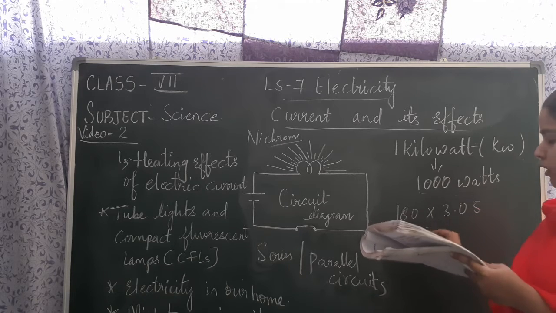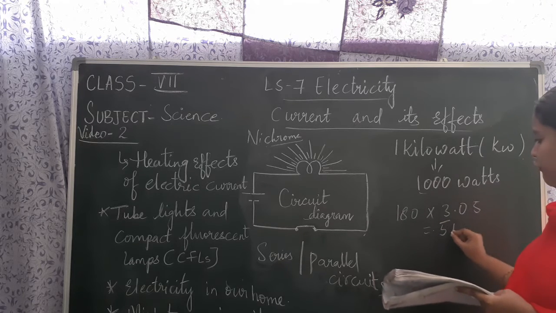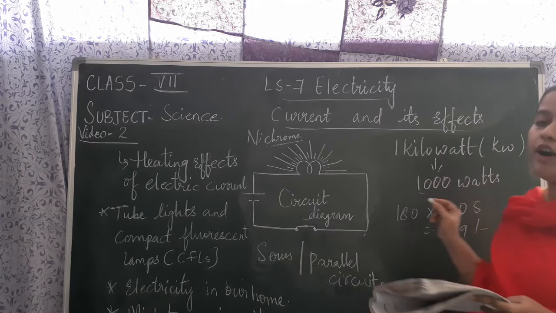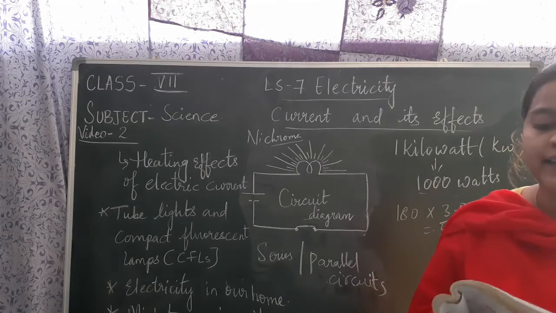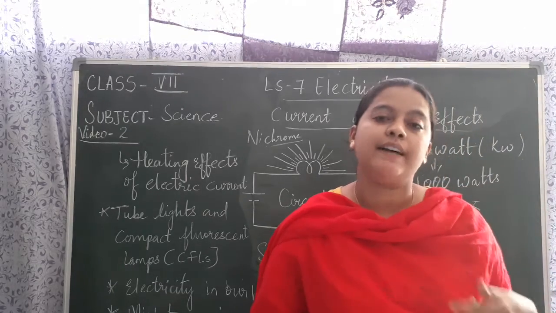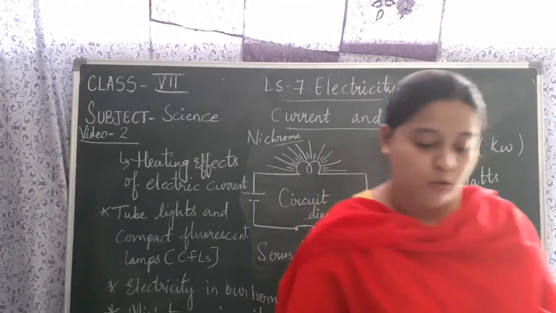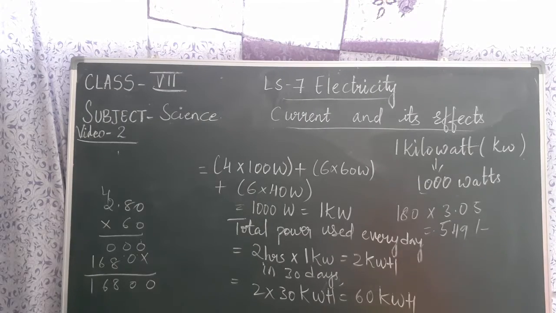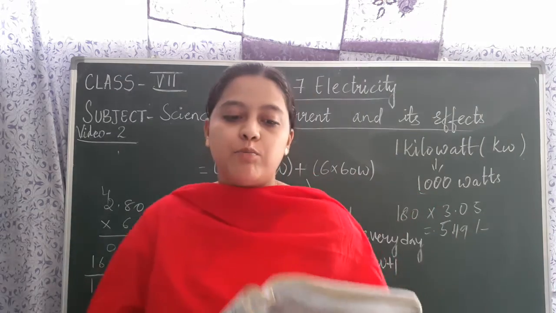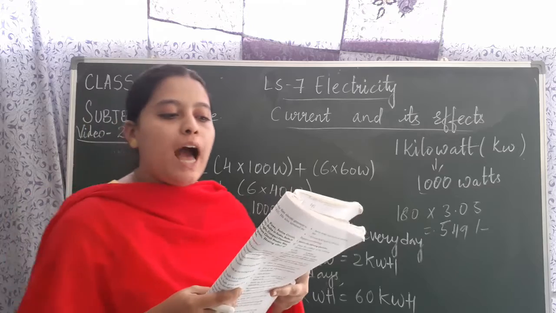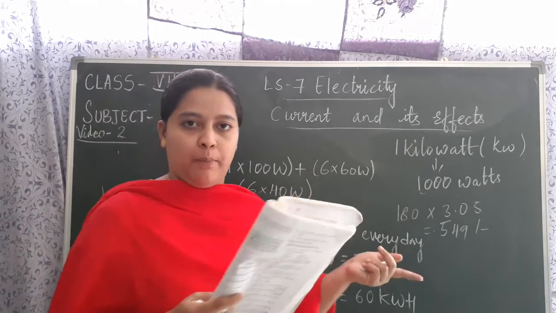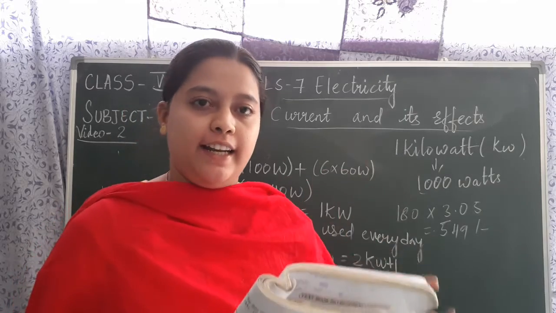So you will get the answer, 549 is your answer. Children, related to this there is another problem which I want to show. Now see, all of you. In your textbook there is another problem. Suppose in a house there are 4 bulbs of 100 watts. You all must do this problem. I will explain it to you all.